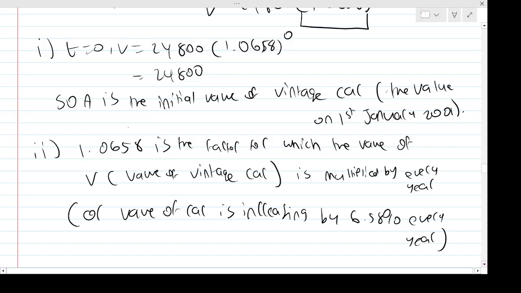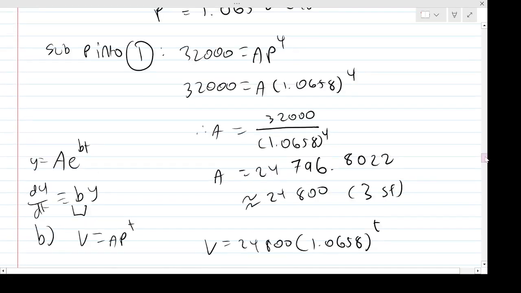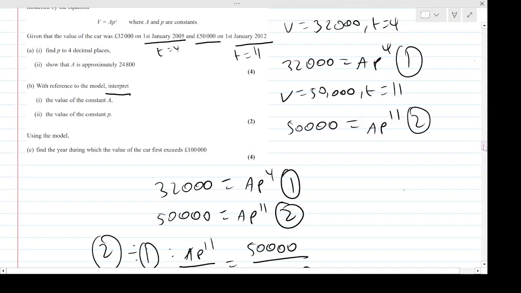We did look at it, but that's what it means. You just need to remember that it's the factor by which it's multiplied every year. So it's increasing by 6.58%. If I move the decimal two places, because I multiply by 100 for a percentage, it's a 6.58% increase every year. That's effectively what this number's doing. Okay, so we got that out of the way. That was quite tricky, especially finding what the value of P meant.